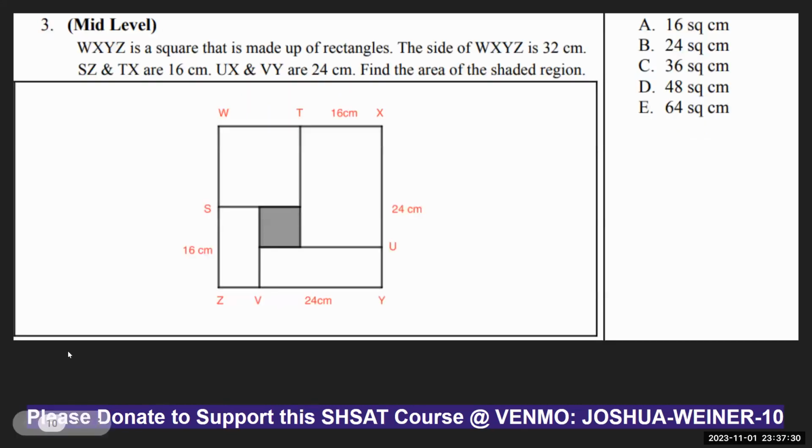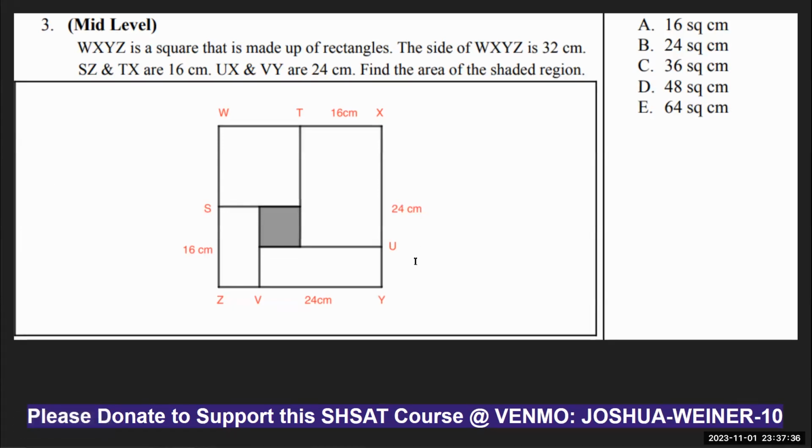Question number 3. WXYZ is a square made up of rectangles. The side of WXYZ is 32. SZ and TX are 16. UX and VY are 24. Find the area of the shaded region.